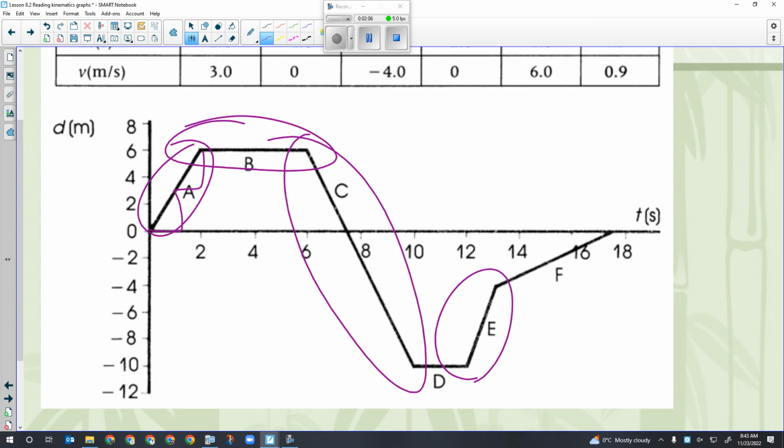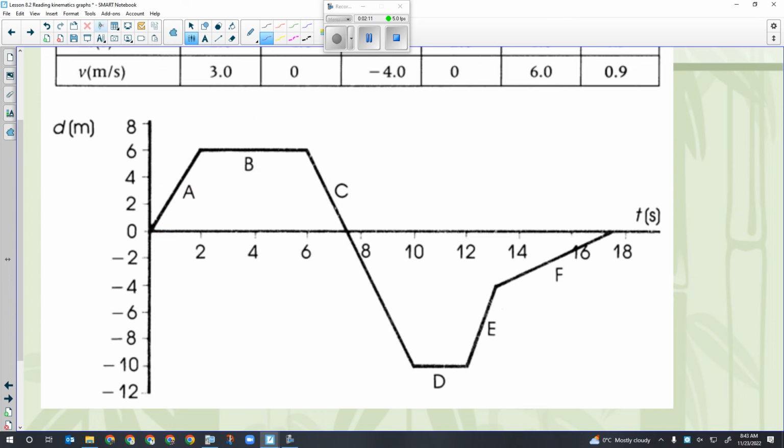Now, there are a number of things I can calculate from this graph. One of them is the total displacement, between any 2 points on the graph. I calculate total displacement by taking the final position and subtracting the initial position. So if, for example, I wanted to calculate the total displacement between 0 and 6 seconds, my final position would be positive 6 meters. My initial position would be 0.